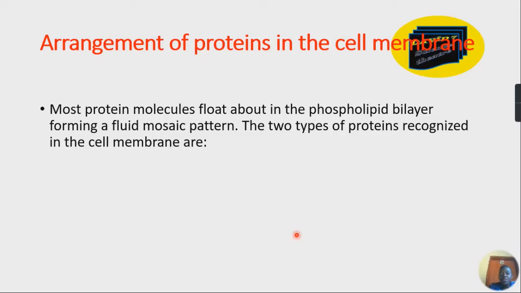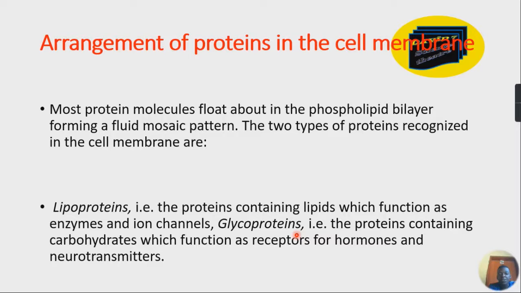The two types of proteins recognized in the cell membrane are, one, lipoproteins. Lipoproteins are proteins that contain lipids, which function as enzymes and ion channels. So majorly the lipoproteins form enzymes and ion channels, and they are just proteins having some lipid molecule. And we also have glycoproteins. These glycoproteins are proteins containing some carbohydrates, so they will function as receptors for hormones or receptors for neurotransmitters.